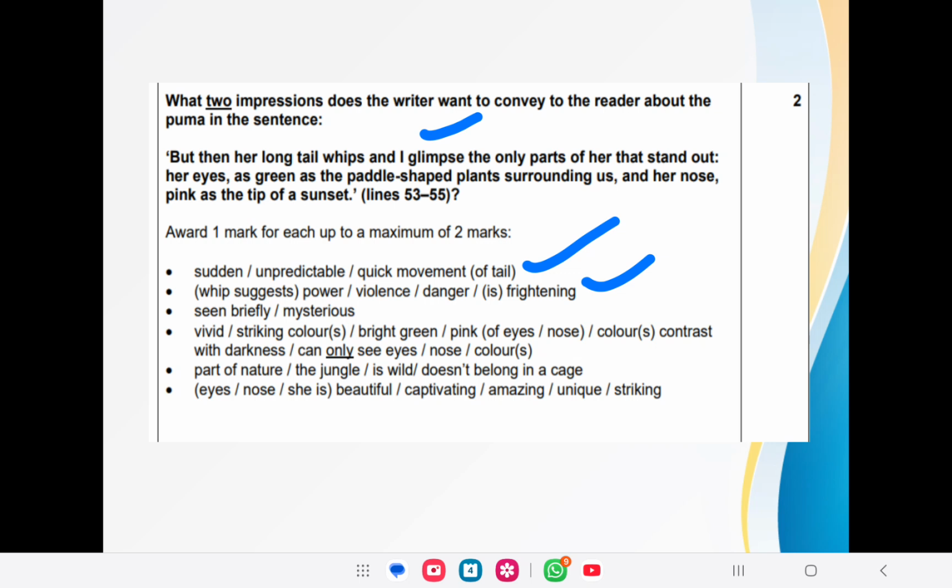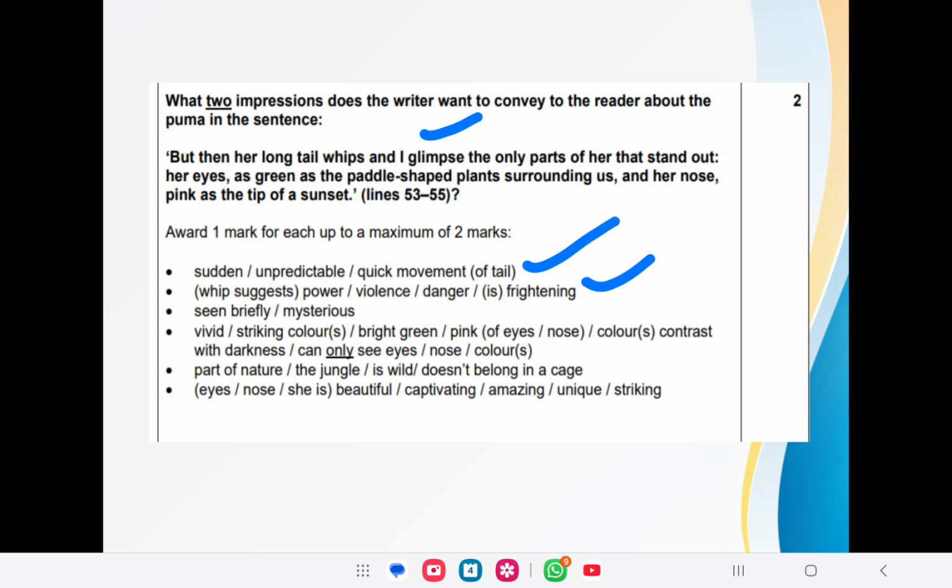Next is vivid, striking colors, bright green, pink of eyes, nose colors contrast with darkness, can only see eyes, nose colors. Part of nature, the jungle is wild, doesn't belong in a cage. Eyes, nose, she is beautiful, captivating, amazing, unique, and striking. So basically, different kinds of expressions are being used by the writer to convey that the animal is beautiful, eyes, nose, while comparing them to sunset, plants, and all those things.